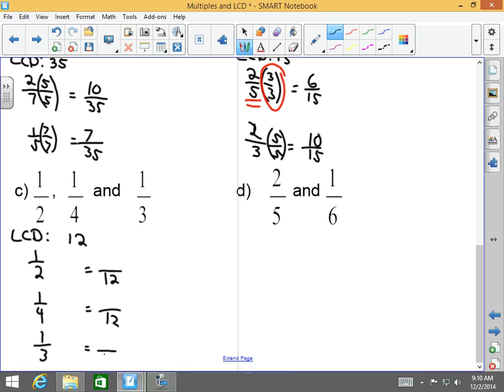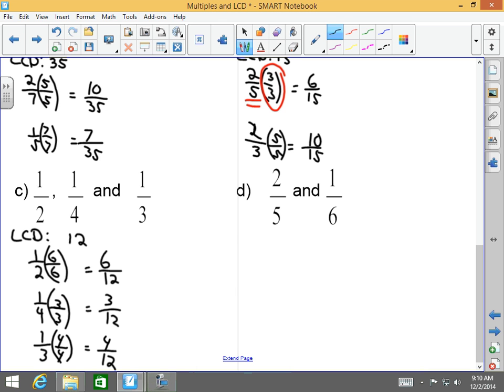into something over 12. What did I multiply to 2 to get to 12? 6. So I must multiply 6 to the numerator, giving me the equivalent fraction 6/12. What did I multiply to 4 to get to 12? 3. So I must multiply 3 to the numerator, giving me the equivalent fraction of 3/12. What did I multiply to 3 to get to 12? 4, which I must multiply to the numerator, giving me the equivalent fraction of 4/12. Does that make sense, gentlemen?